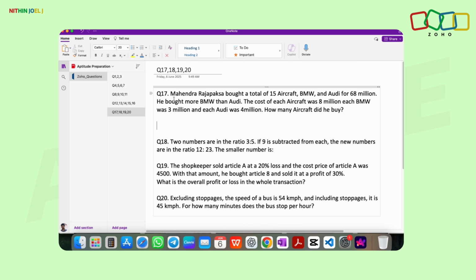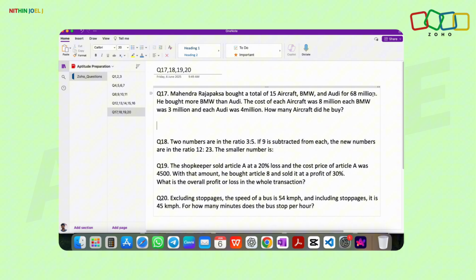So, question 17: Mahendra Rajapaksa bought a total of 15 aircraft, BMW, and Audi for 68 million. He bought more BMW than Audi. The cost of each aircraft was 8 million, each BMW was 3 million, and each Audi was 4 million. How many aircraft did he buy?